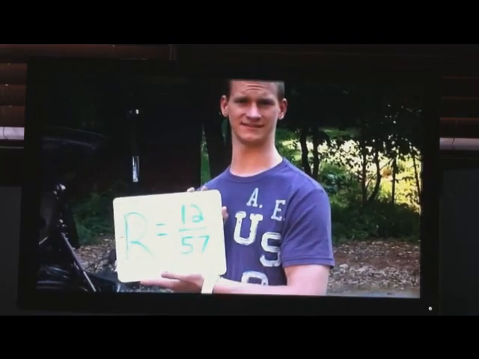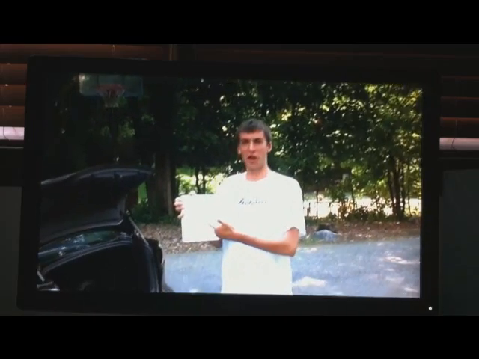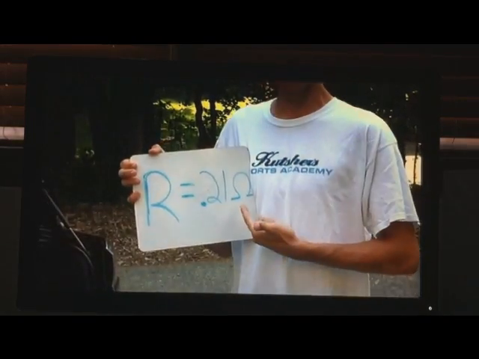Resistance is then solved for by substituting 12 in for voltage and 57 in for current. The resistance of the amplifier is equal to 0.21 ohms.